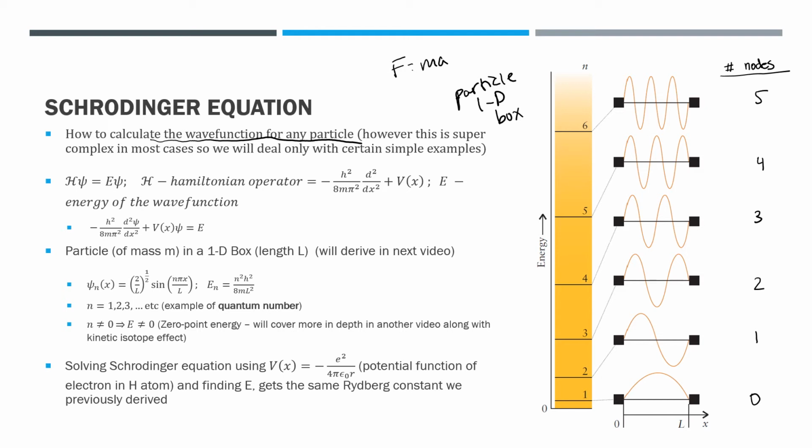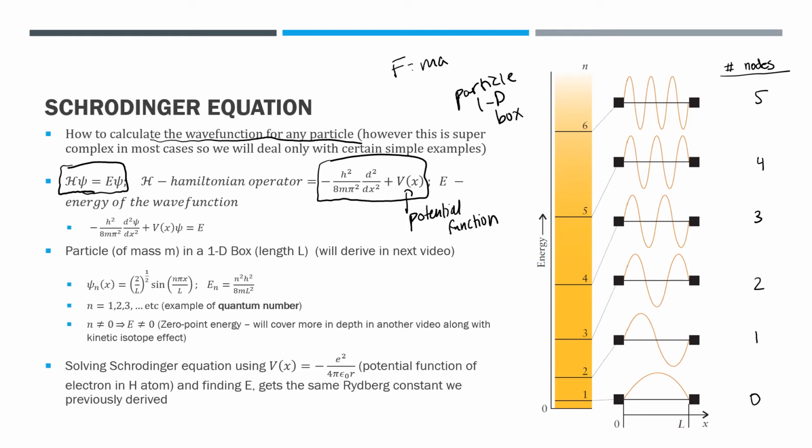What exactly is the Schrödinger equation? The Schrödinger equation looks like the Hamiltonian operator operating on the wave function psi equals the energy of the wave function times the wave function psi. So what is a Hamiltonian operator? The Hamiltonian operator is just this right here: negative h squared over 8m pi squared, d squared over dx squared, plus v of x. And v of x is our potential function. This Hamiltonian applied to the wave function equals the energy, again, times your psi.